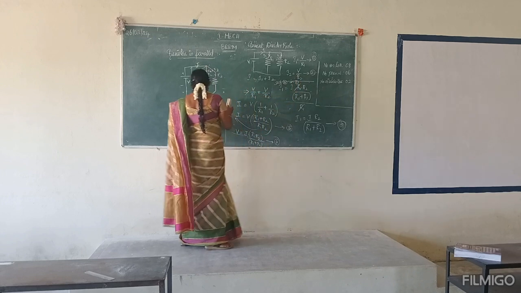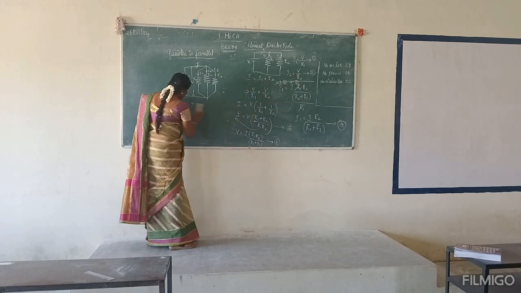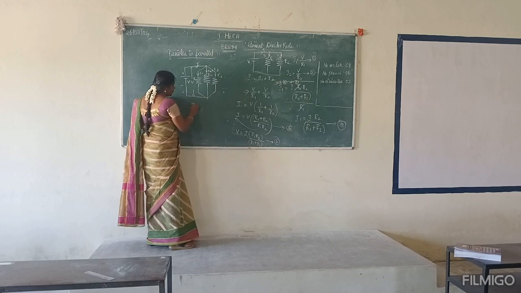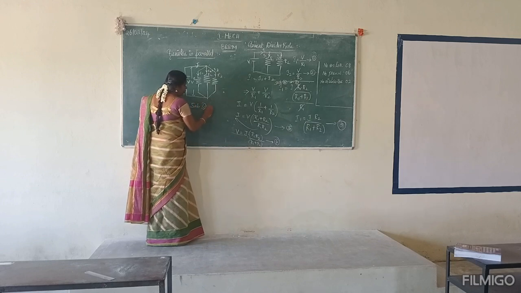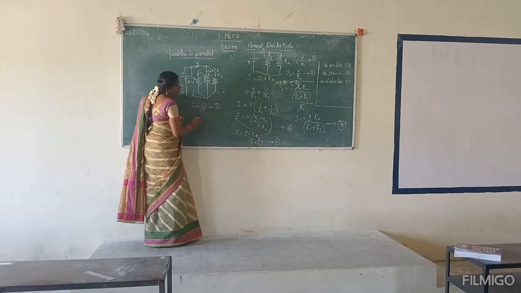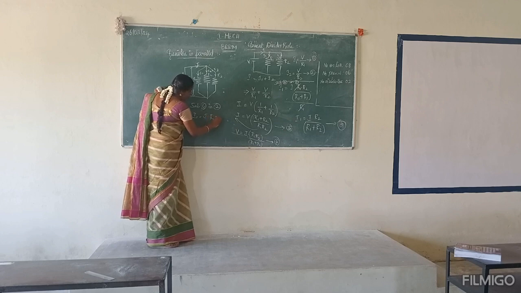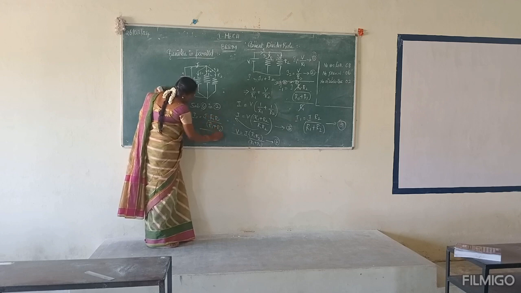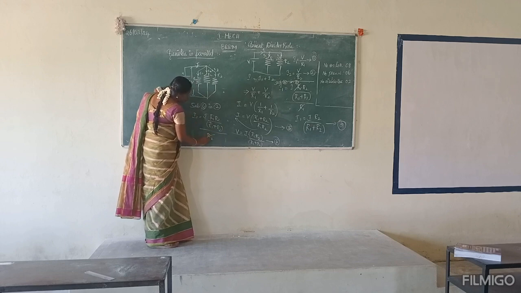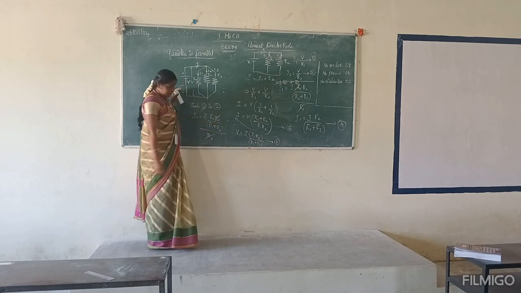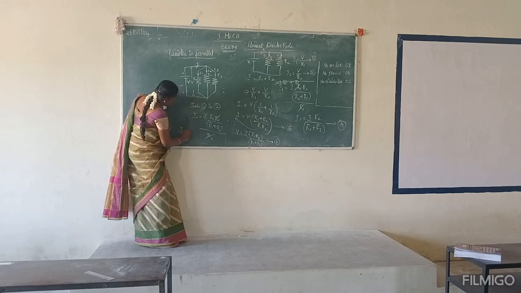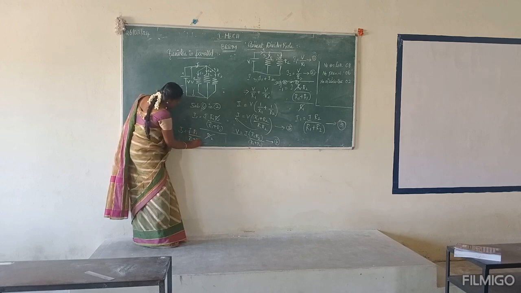Substitute equation 4 in 2, what will happen? Same, we get I2. Substitute 4 in 2. What will happen? I2 is equal to V by R2, which is I into R1 R2 divided by R1 plus R2, divided by R2. R2 will get cancelled. So I2 is equal to I into R1 divided by R1 plus R2.